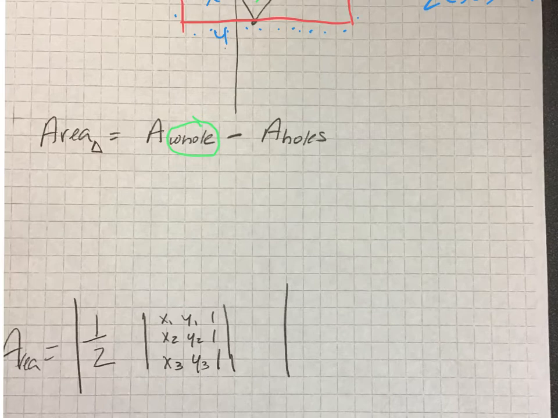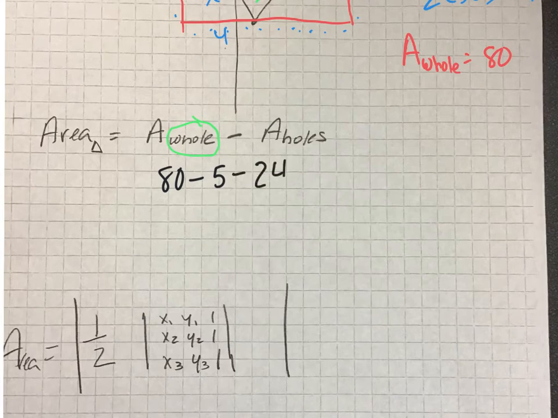And what's the area of the rectangle? The rectangle is 10 by 8. So the area of the rectangle, the area of the whole thing, equals 80. So now we just take the area of the whole thing minus the area of the 3 triangles that we're not counting, and we get the answer.